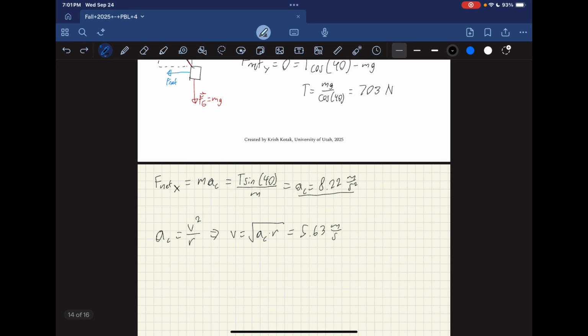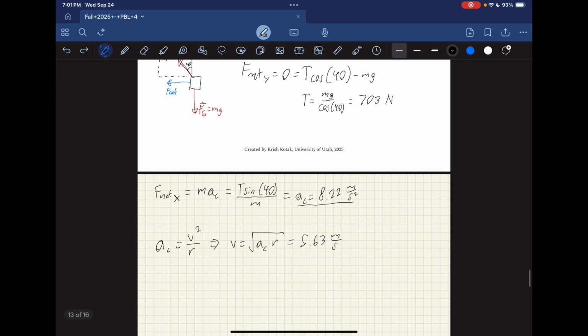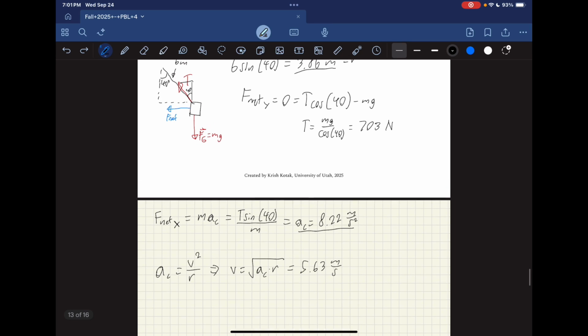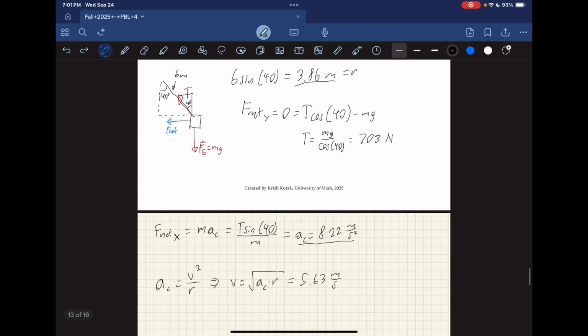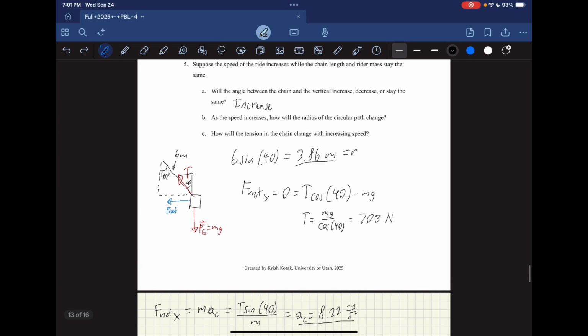And then since centripetal acceleration is based on T sine of 40, it's in the x direction. The overall x direction increases. So the angle has to increase as well.